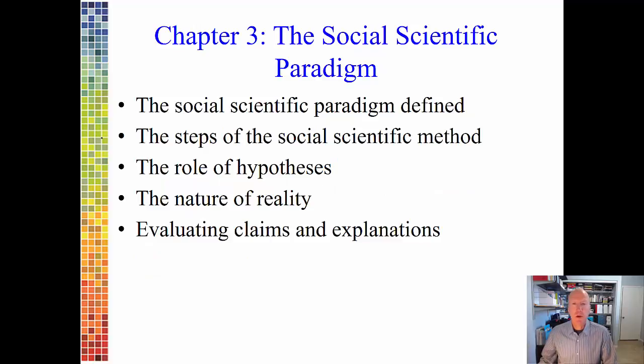So the first chapter, or chapter 3, is the social scientific paradigm. This is sometimes referred to as the discovery paradigm, the positivist paradigm, or the post-positivist paradigm, but this book refers to it as the social scientific paradigm. So here there's really specific steps that are associated with this method. We'll talk about the role of hypotheses and what a hypothesis is, the nature of reality and how researchers can discover that reality, and how we evaluate claims and explanations.